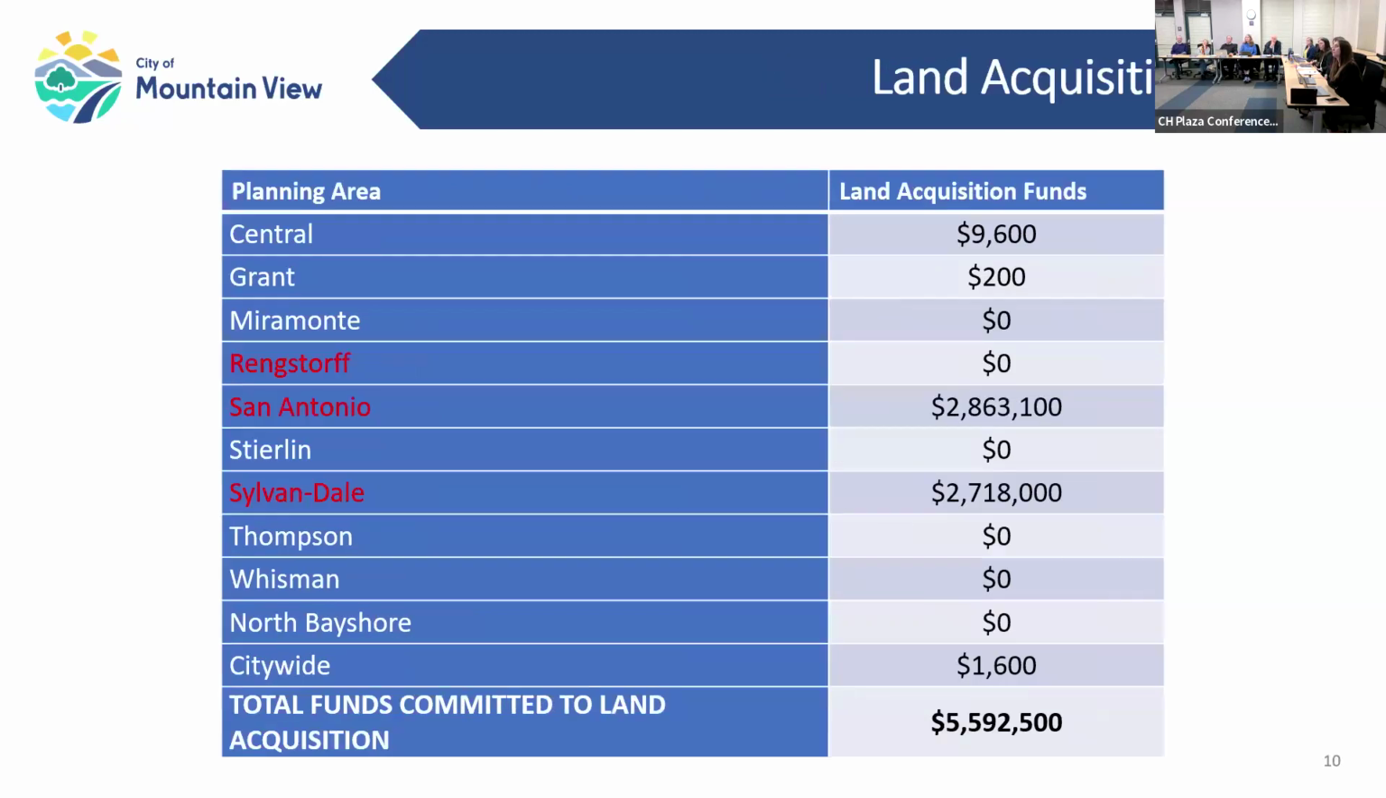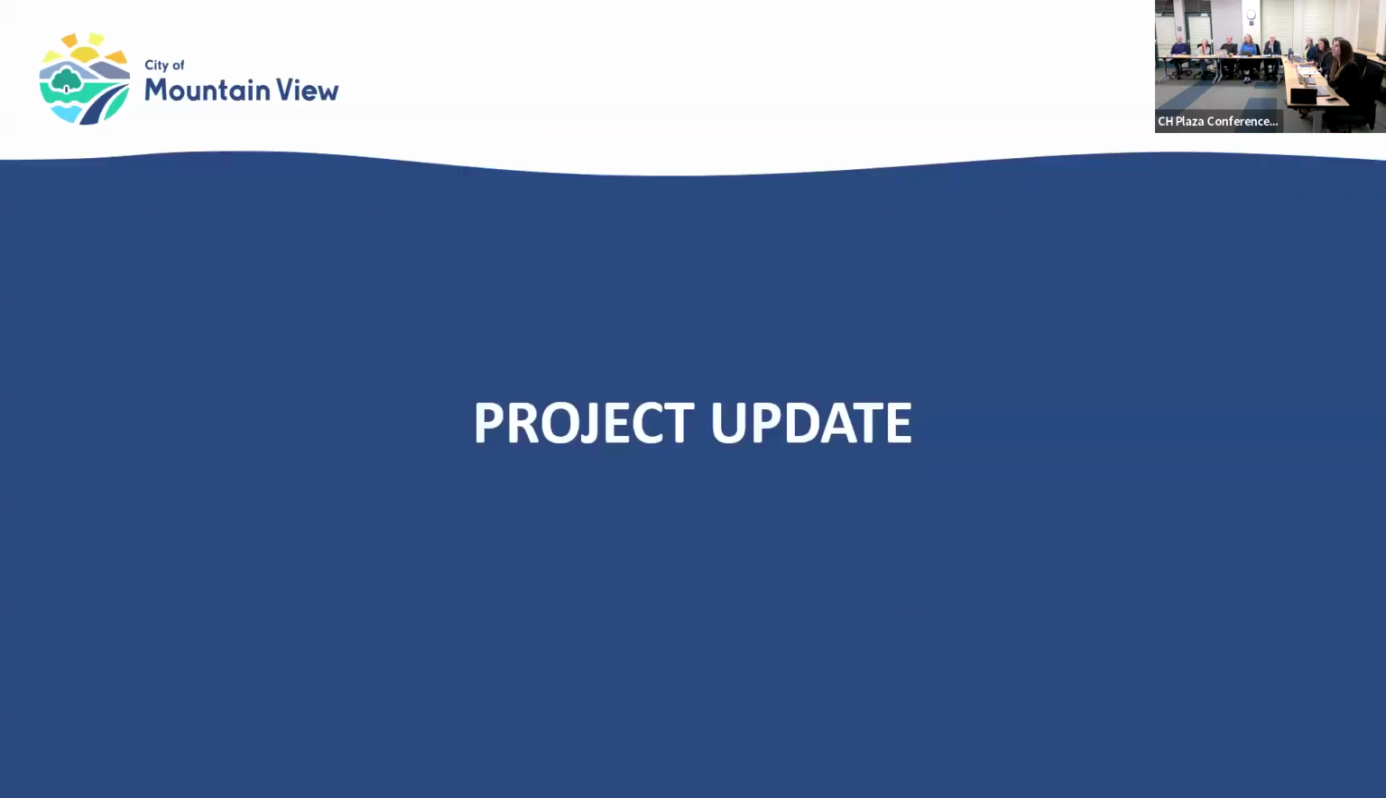And then this slide shows fees that have already been committed for land acquisition. The left-hand column has highlighted, again, those areas that have the lowest acreage per 1,000 residents, and it shows the fees that we've already set aside for land acquisition in those planning areas. So that is all of the background and update on the Parkland Fund itself.